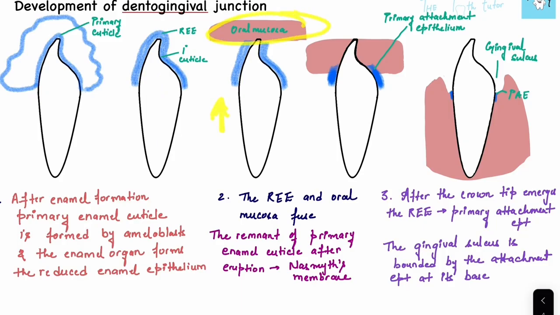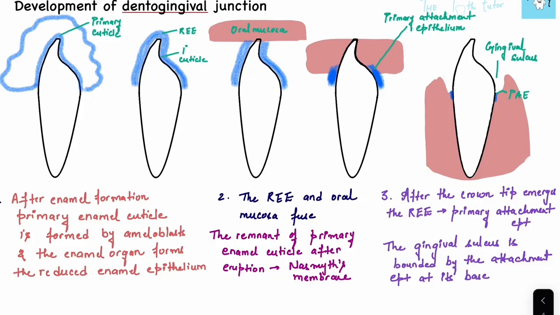Now it meets the oral mucosa. When the tip goes into the oral mucosa, it fuses with it. So the reduced enamel epithelium, the blue layer, and the oral mucosa fuse. The remnant of the primary enamel cuticle after eruption is called Nasmyth's membrane. We studied this in enamel as well. It is basically a remnant of the primary enamel cuticle, and if it remains over the tooth, it is called Nasmyth's membrane.